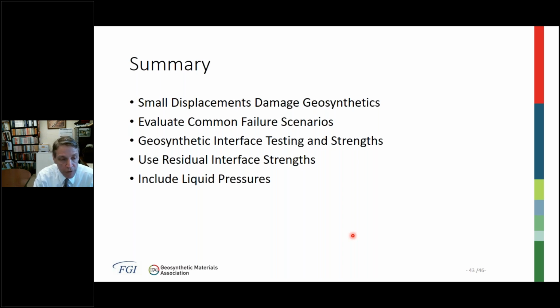So be careful when tension cracks develop. It could mean significant movement in the liner system. And of course, significant movement means damage to the geosynthetics.